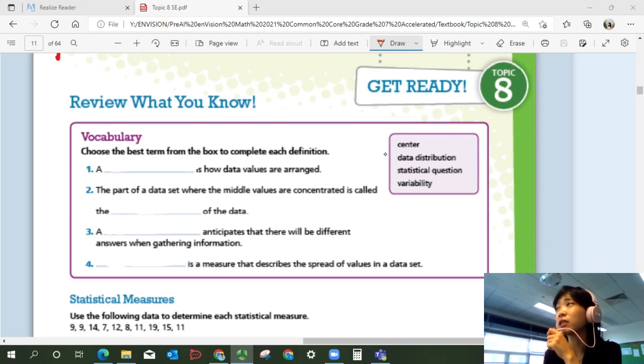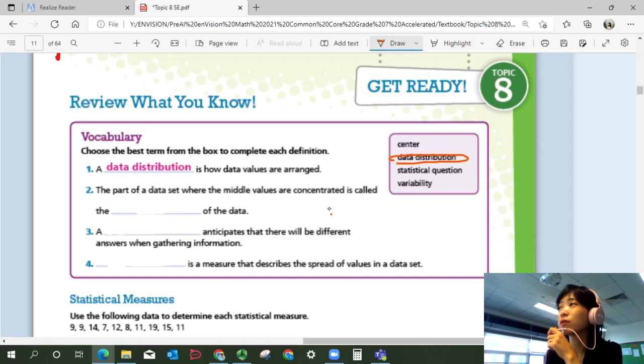Is it center, data distribution, statistical question, or variability? Yeah, data distribution tells you how data values are arranged. What about the part of a data set where the middle values are concentrated? If you have different data, where is the middle value concentrated called? Yeah, the center. So that's the center of the data.